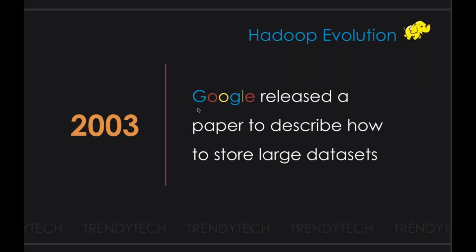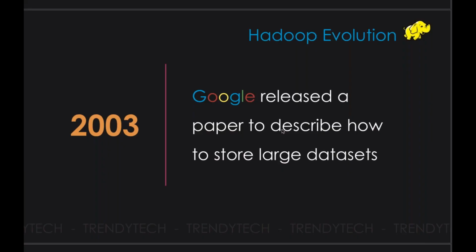And in the year 2003, Google released a paper, basically a white paper. A white paper is nothing but a theoretical concept given to the outside world, saying this is how we can do things, but the implementation is not released. So in 2003, Google gave a white paper, a theoretical concept, to the outside world, saying if you have a huge amount of data, how you can store it in a proper way.